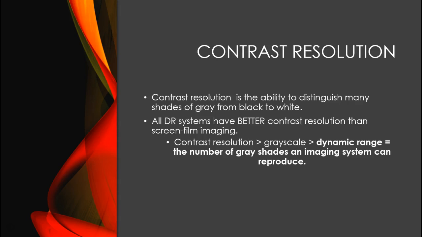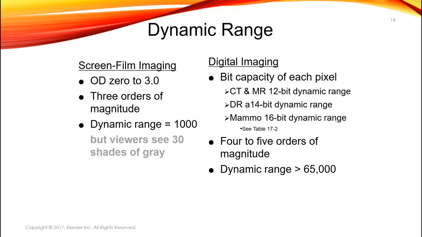So contrast resolution is our grayscale. And our grayscale is also defined as our dynamic range. And the dynamic range definition is the number of gray shades an imaging system can produce. Okay, the dynamic range for screen film imaging, remember our optical density was 0 to 3, which means that's 3 orders of magnitude. Its dynamic range went up to 1,000, okay? But viewers can only see 30 shades of that gray.